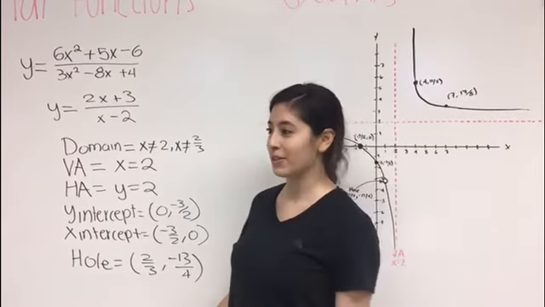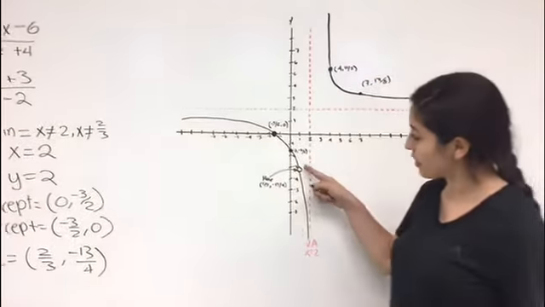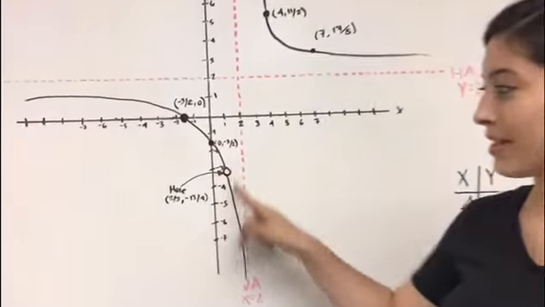However, since this is a special case, we have a hole that will be placed in the graph as an empty circle to show that the graph will not be passing through that point.